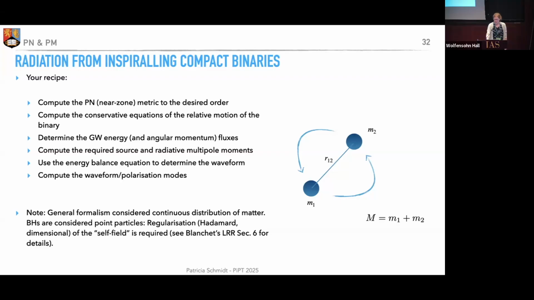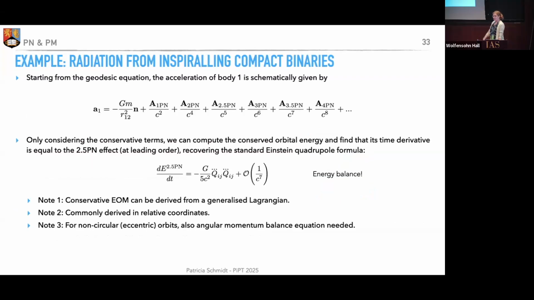And as I said before, there are a lot more subtleties. But schematically, when you do that, what you end up with is classical, not in the classical sense, but in the sense of Newtonian-like equations of motion that are iteratively corrected by post-Newtonian orders, right?